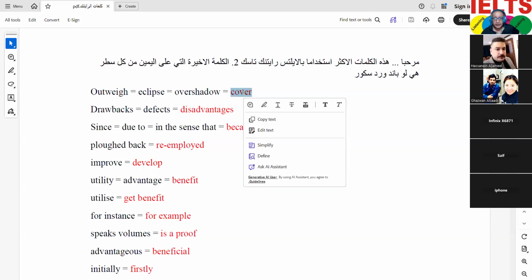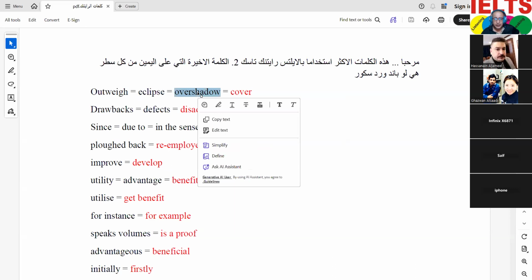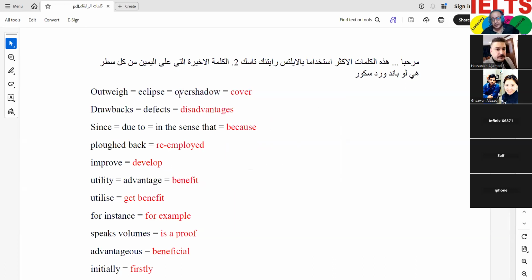Eclipse is higher than using cover. I mean, overshadow is higher. But outweigh is higher than overshadow. No, the same, because they are in the black. Same. They are in black. Okay.